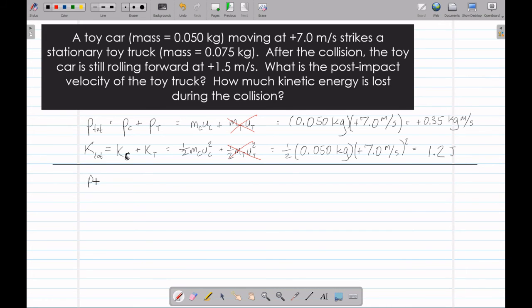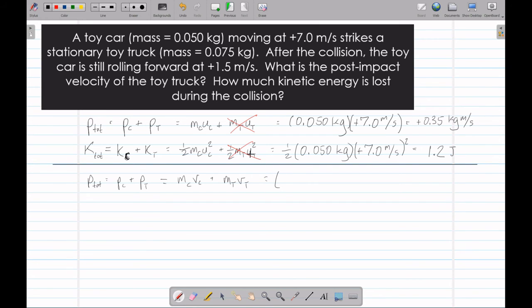After the collision, we know that the total momentum is still equal to the momentum of the car plus the momentum of the truck. They do not stick together, so we can treat them as 2 separate objects, which is going to be equal to the mass of the car times the final velocity of the car plus the mass of the truck times the final velocity of the truck.